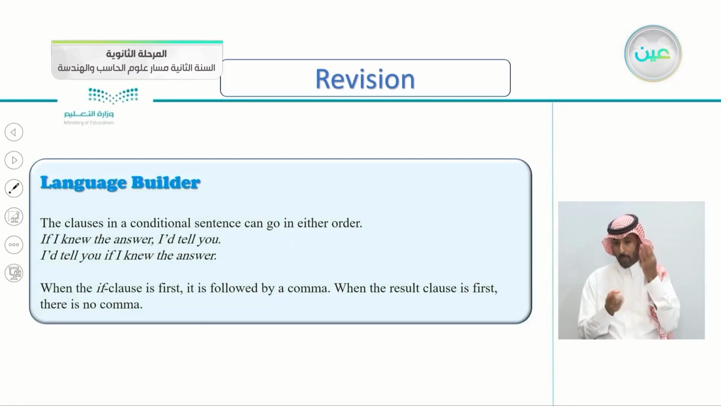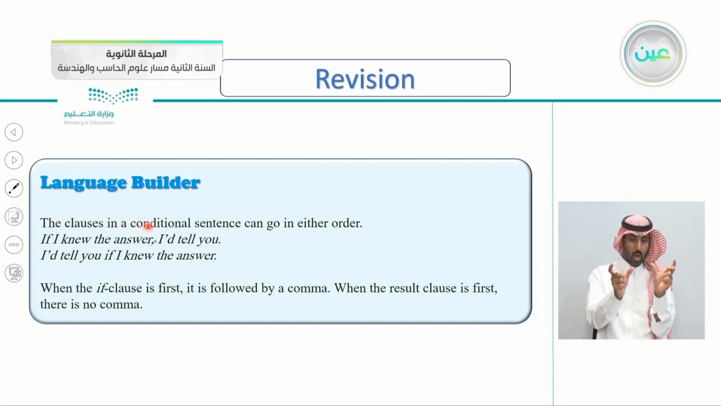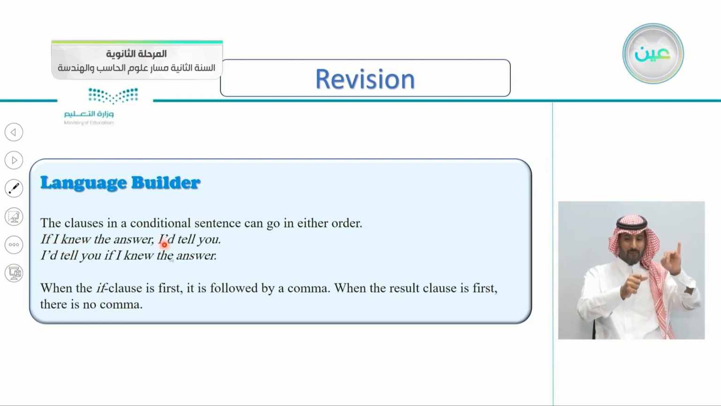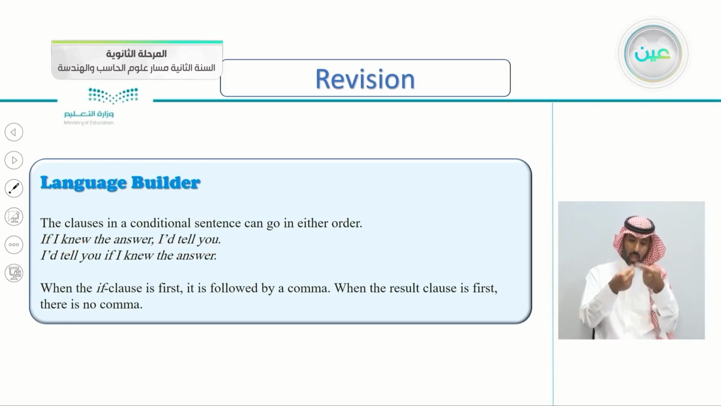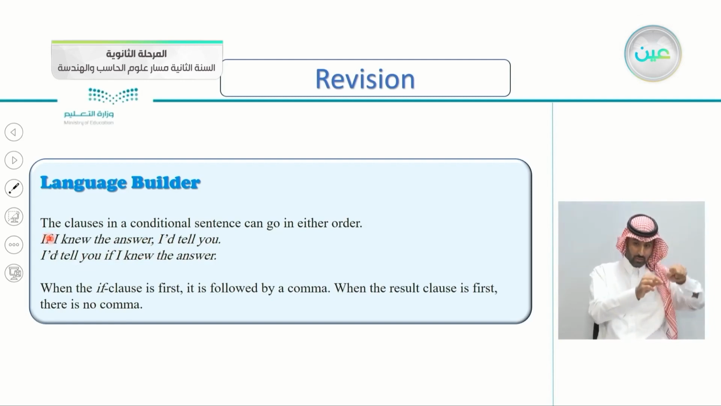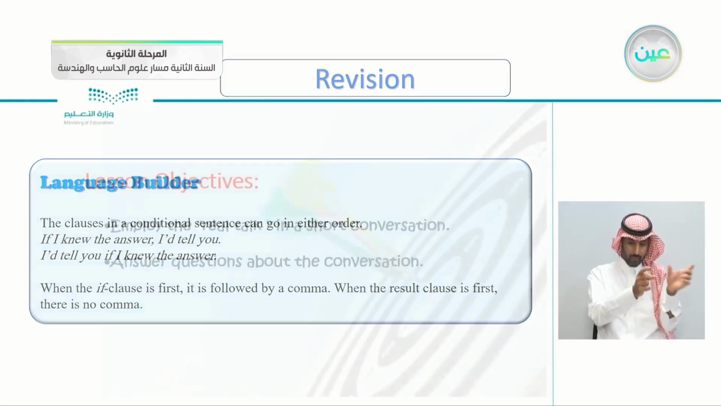And remember, the two clauses in the conditional can go in either order. So we have the if clause and the result clause. You can begin with either one of them. But if you begin with the if clause, put a comma when you finish, then begin the result clause. And when you begin with the result clause, don't use any commas. If I knew the answer, comma, I would tell you. I would tell you if I knew the answer. So this is the only difference there is. You can choose to begin with the if clause or the result or main clause.